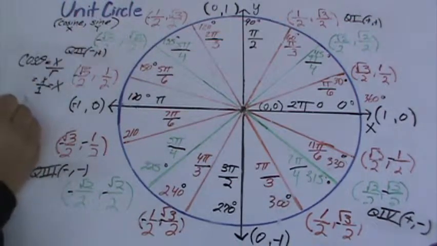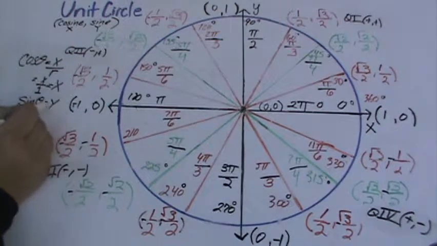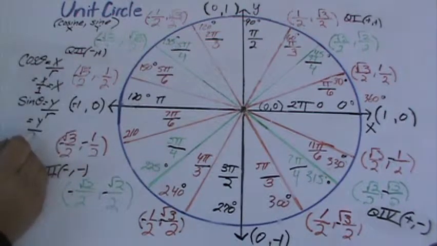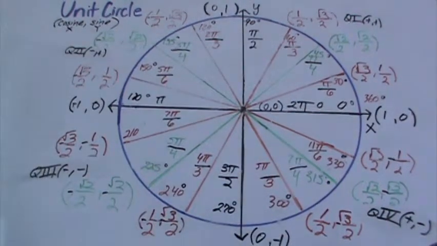And we can do the same with sine. Now remember, sine is always y over r. So if we did the same thing, it'll be y over 1, which is your radius, which is of course just y, and that's why sine is your y value.